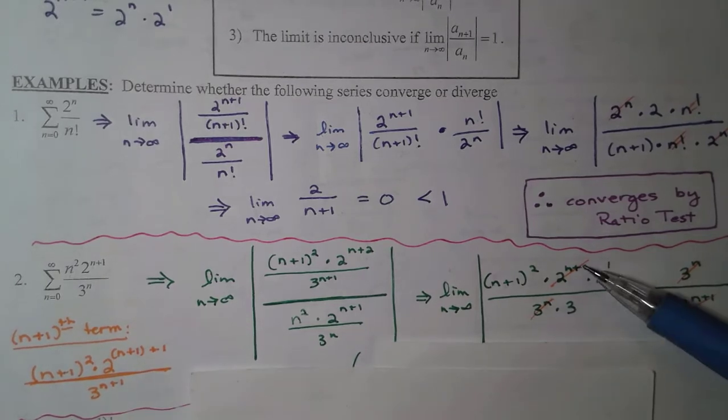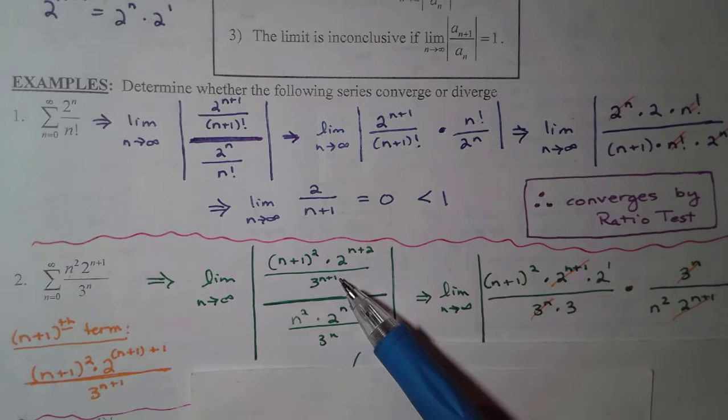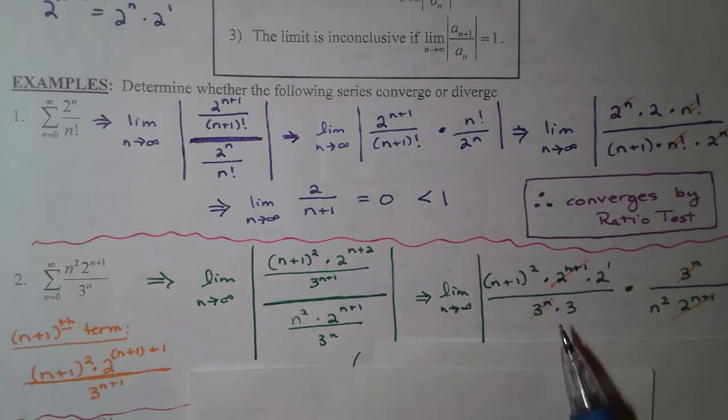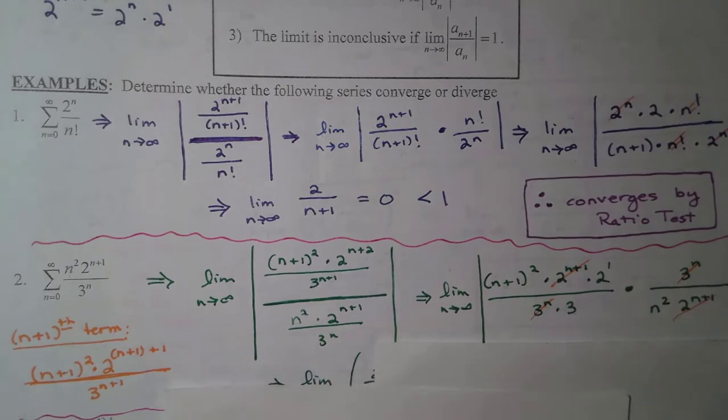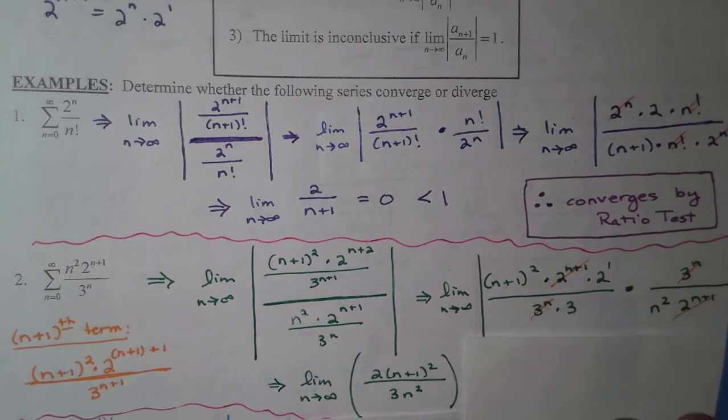Why would I do that? Because my 2 to the n plus 1s are going to cancel. I'm going to do the same thing with my 3 to the n plus 1. Write it as 3 to the n times 3 so that my 3 to the n's cancel. And we are left with this nice little thing.